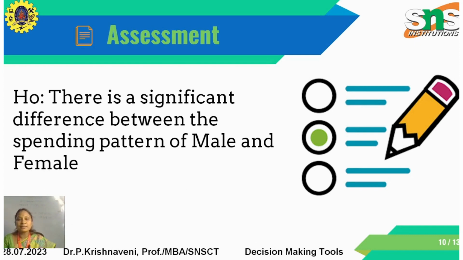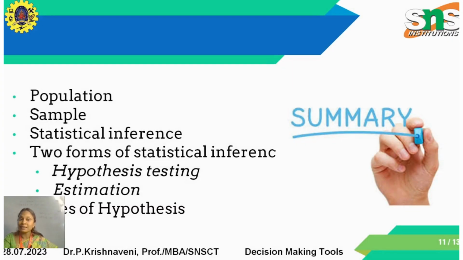This is an assessment for you. There is a significant difference between the spending pattern of male and female. Is it an example of the alternate hypothesis? Is it true or false? If you understand the concept thoroughly, yes, you are right, it is false, because the null hypothesis will have a negative statement. There is no significant difference between the spending pattern of male and female would be the correct null hypothesis.